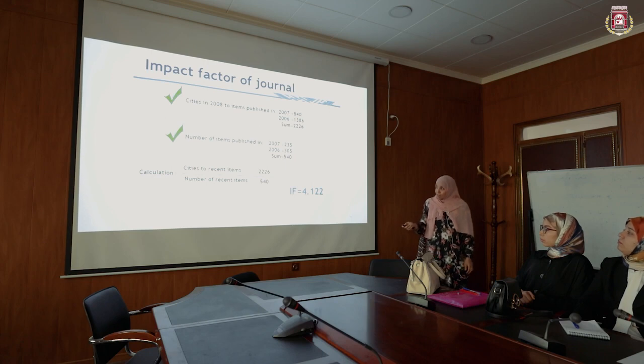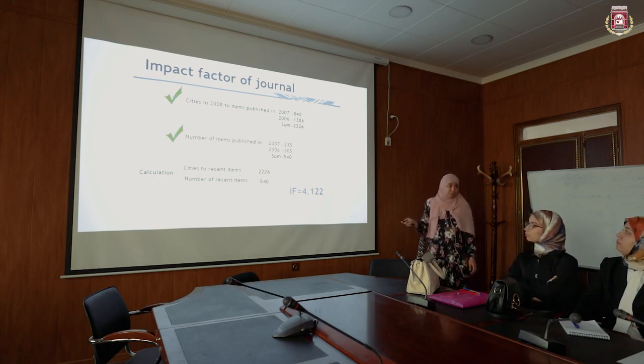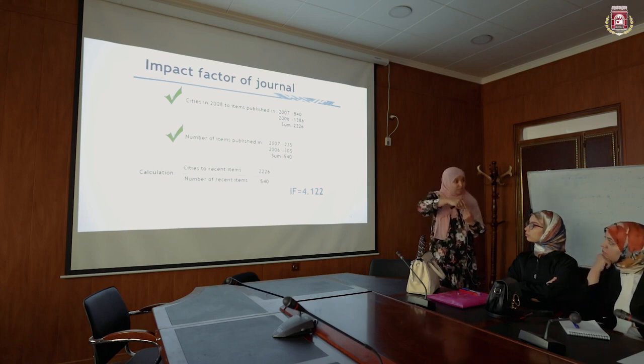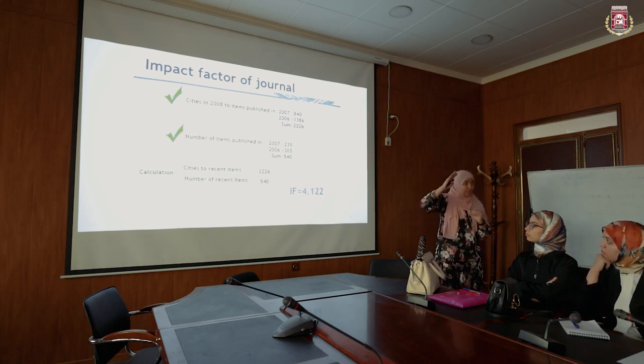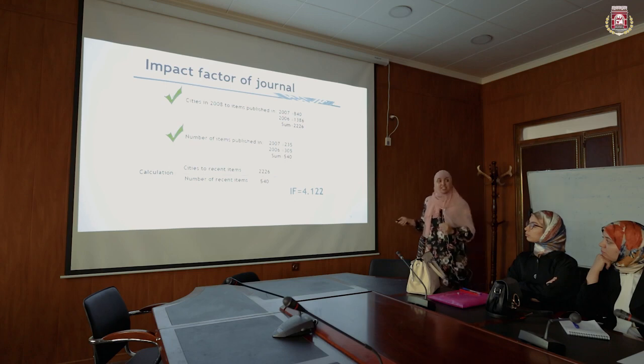Because the fewer the recent items compared to citations, the higher the impact factor. And this calculation is variable every 2 years. So to maintain a high impact factor, he should accept fewer papers. What does it mean?